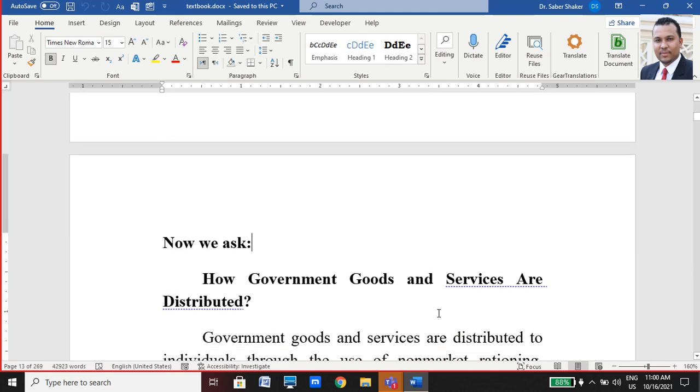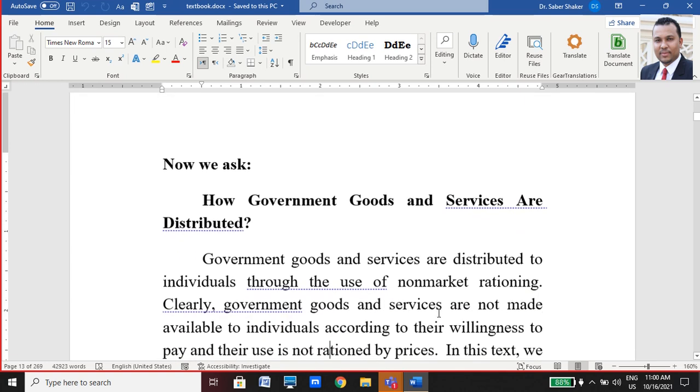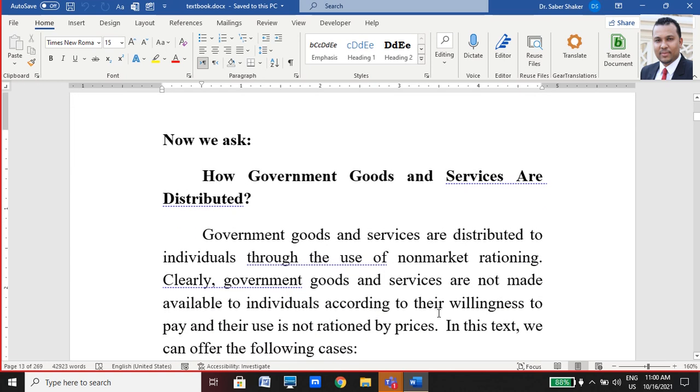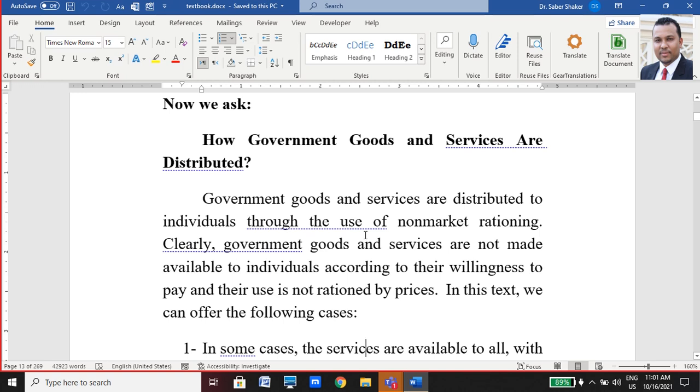Next, how are government goods and services distributed? In the last point, we presented the process of production. If you want to increase production of private goods and services, you must decrease the public or government goods and services. But in the distribution process, government goods and services are distributed to individuals through the use of non-market rationing. So this is against the market rationality.